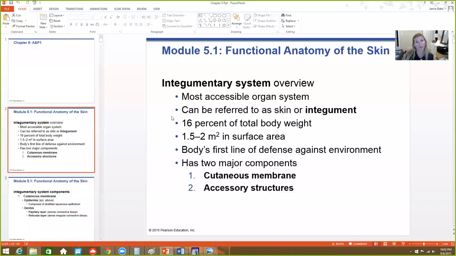It's actually the largest organ of our body and 16% of our total body weight, which is kind of gross if you think about it. If you're a 200-pound person, 32 pounds of you is just skin. Kind of crazy.